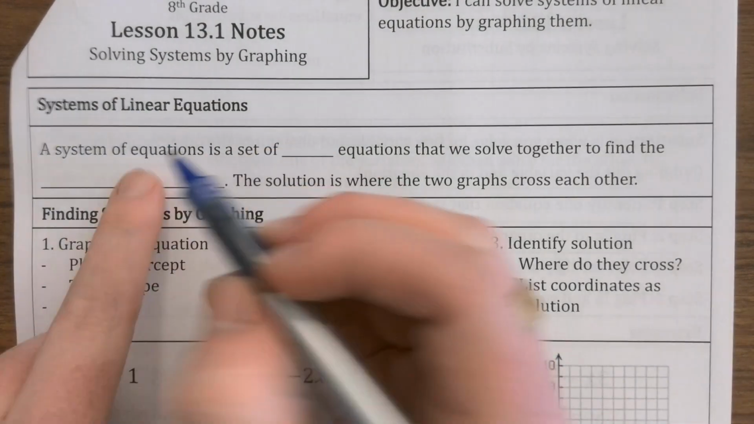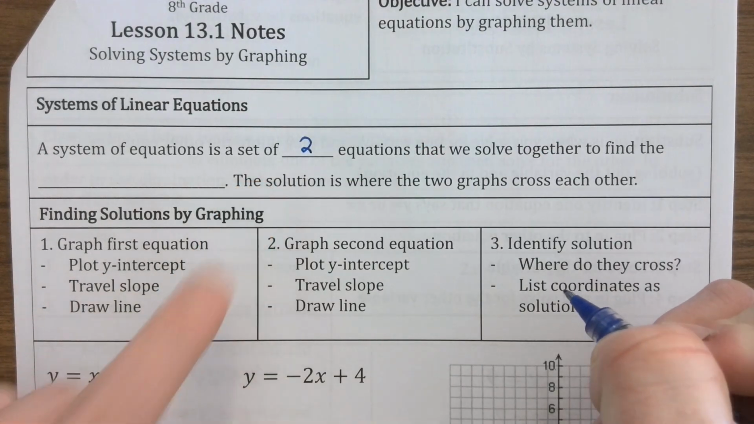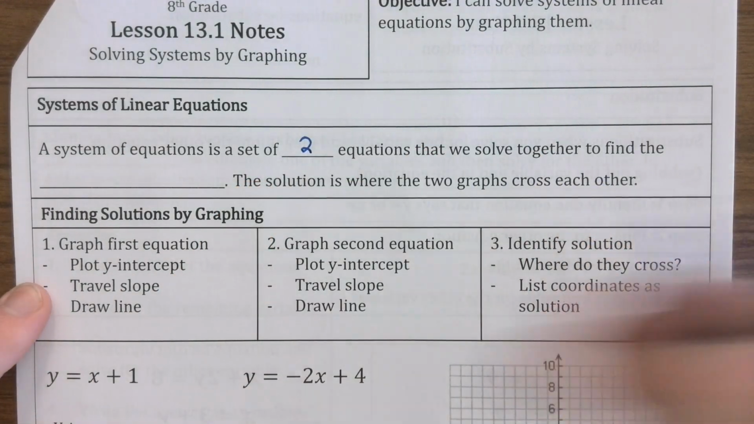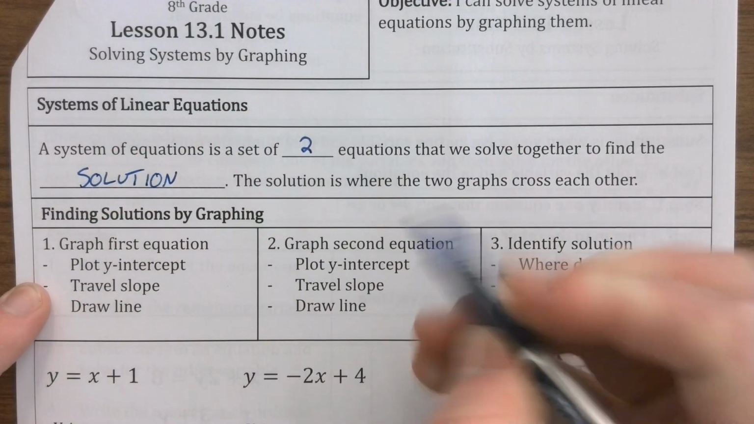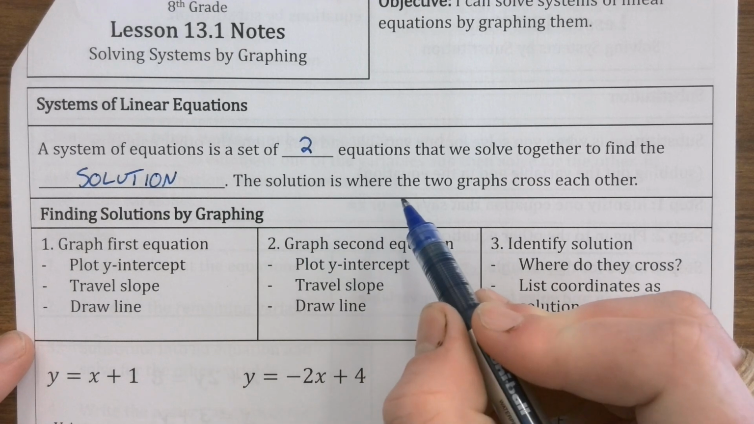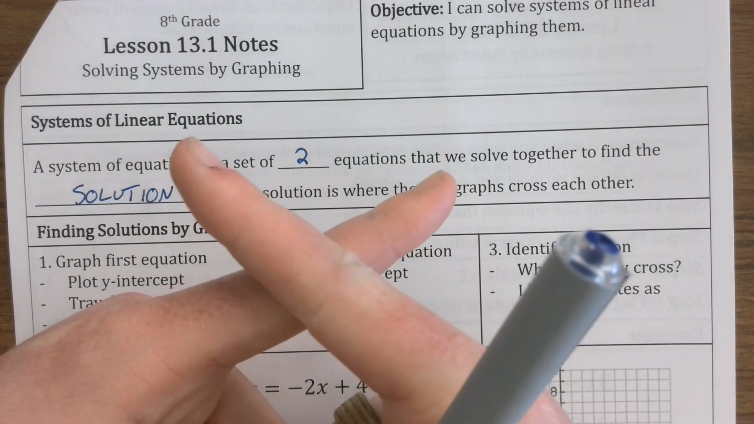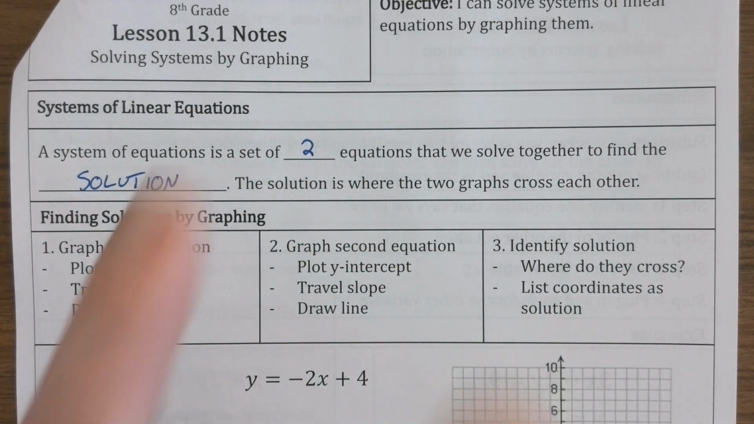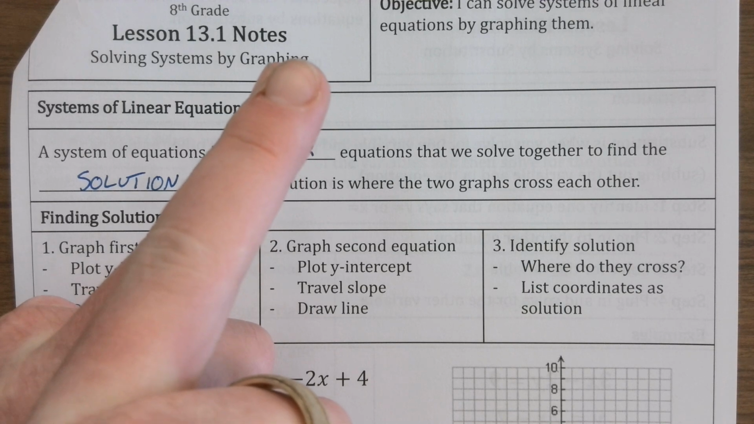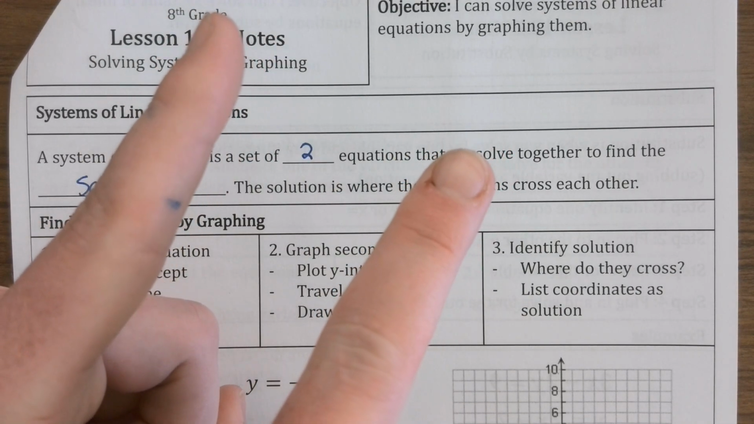Okay, so a system of linear equations is a set of two equations that we solve together to find the solution. The solution in this case is where the two graphs cross each other. So where the lines meet, that is the solution, the single point that they meet. Or if they totally overlap, it could be all of the points. Or if they're parallel, it could be none of the points. There could be zero solutions.